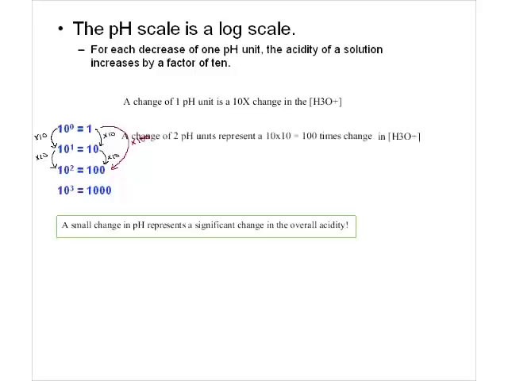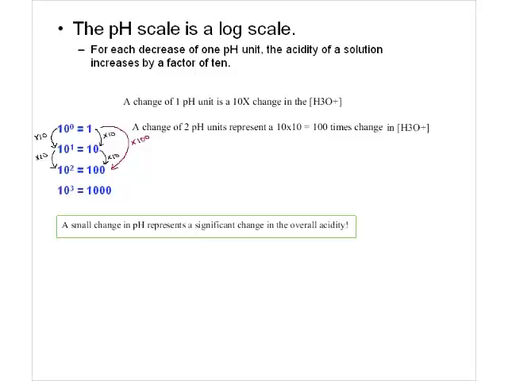If I go up 2 pH units, then it's representing 10 times 10 or 100 times change. And if I go up by 3 pH units, it's going to be 10 times 10 times 10, which is 1,000 times change in the hydronium concentration.